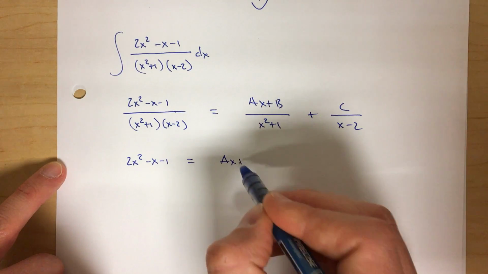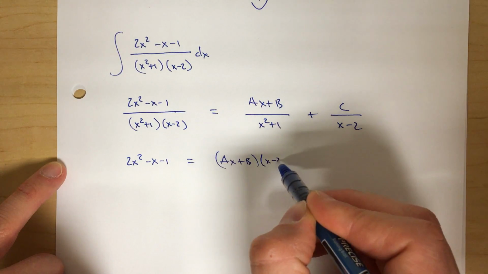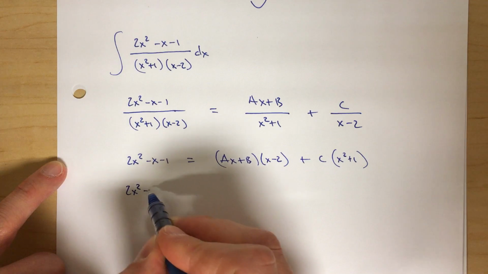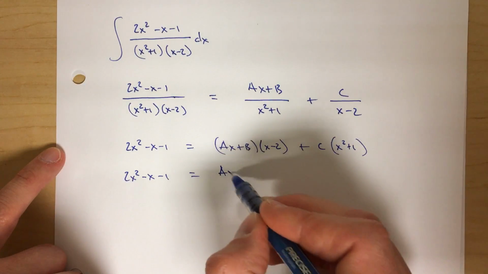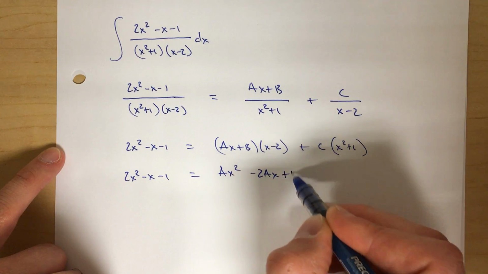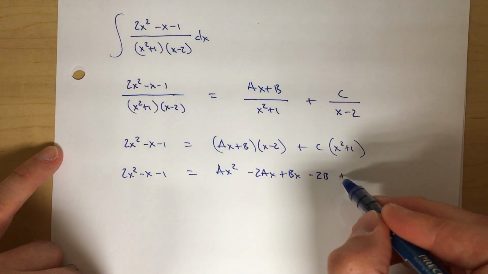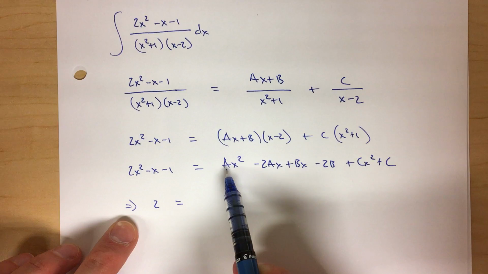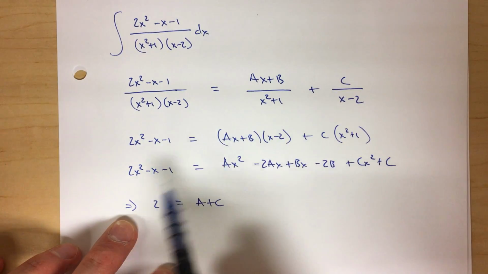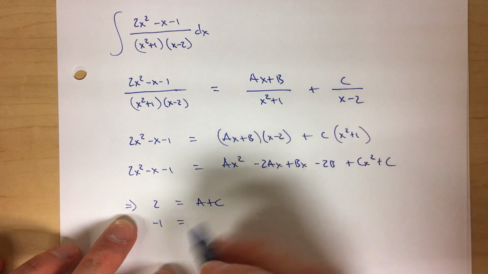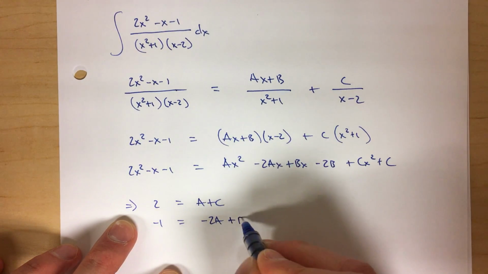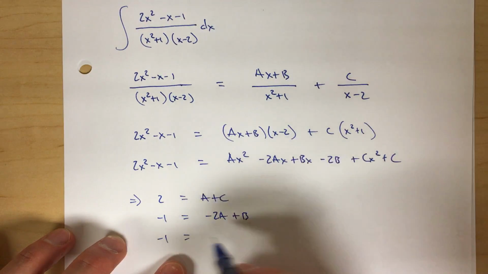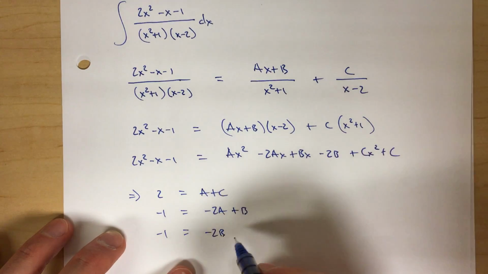Now you're going to multiply by the least common denominator and get 2x squared minus x minus 1 is equal to ax plus b times x minus 2, plus c times x squared plus 1. So 2x squared minus x minus 1 is equal to ax squared minus 2ax plus bx minus 2b plus cx squared plus c. That means that 2 needs to be equal to a plus c, because those are my quadratic coefficients. Negative 1 needs to be equal to negative 2a plus b, because those are my x coefficients. And negative 1, my constant, needs to be equal to negative 2b plus c.